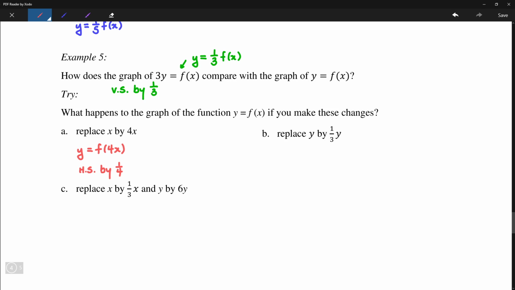Okay, next up, replacing y with 1/3 y. So this would be 1/3 y equals f of x. So y equals 3f of x. And that will be a vertical stretch by 3.